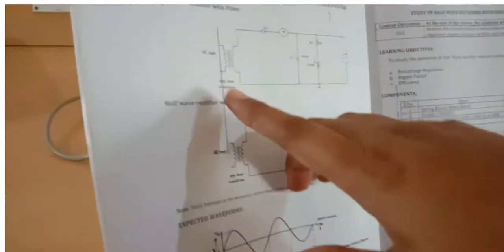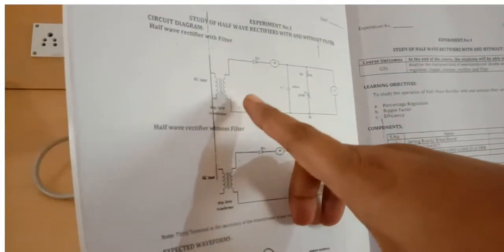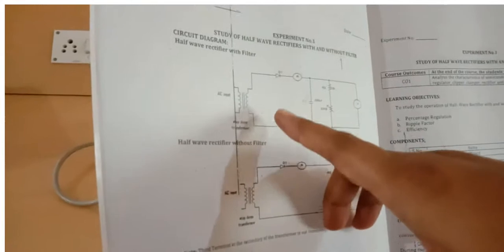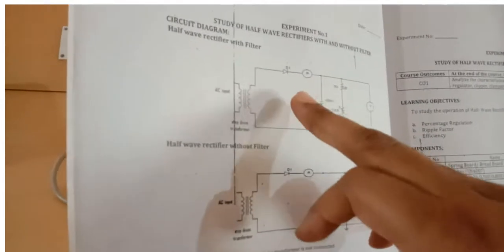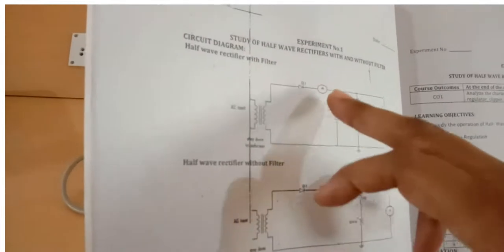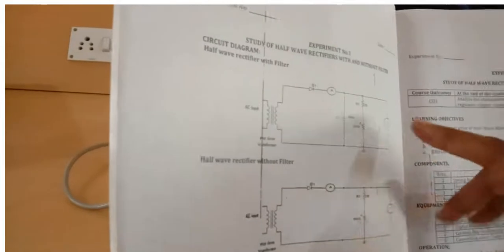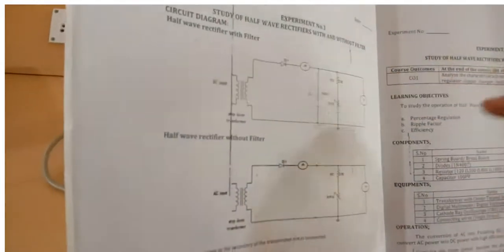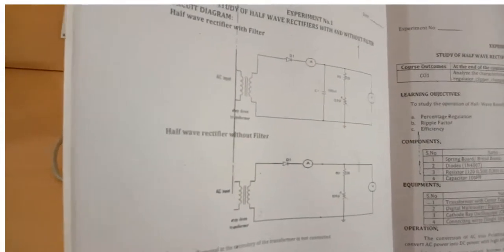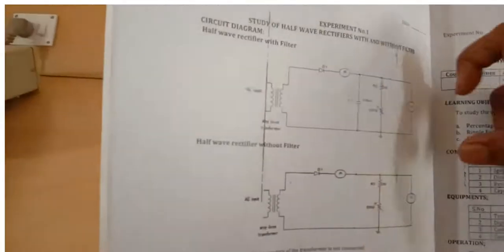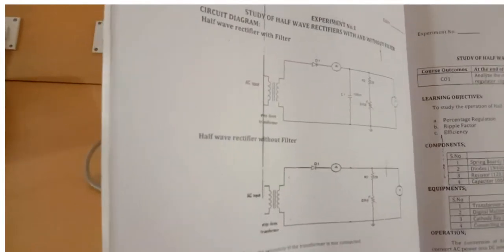We are going to step down the AC input using a step down transformer. So 230 volt is stepped down to 9 volt. Then we are going to use a diode D1, an IN4007 diode, and we are going to connect an ammeter to see the current through the circuit. We connect a 120 ohm fixed resistor, and a decade resistance box to change the resistance, and we connect a voltmeter across the resistance branch to see the converted DC voltage.